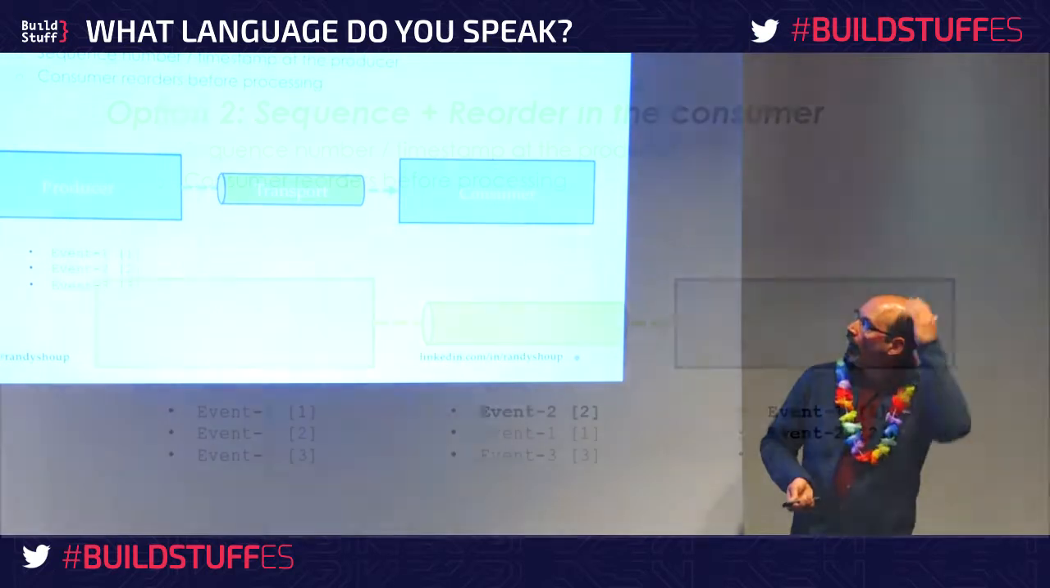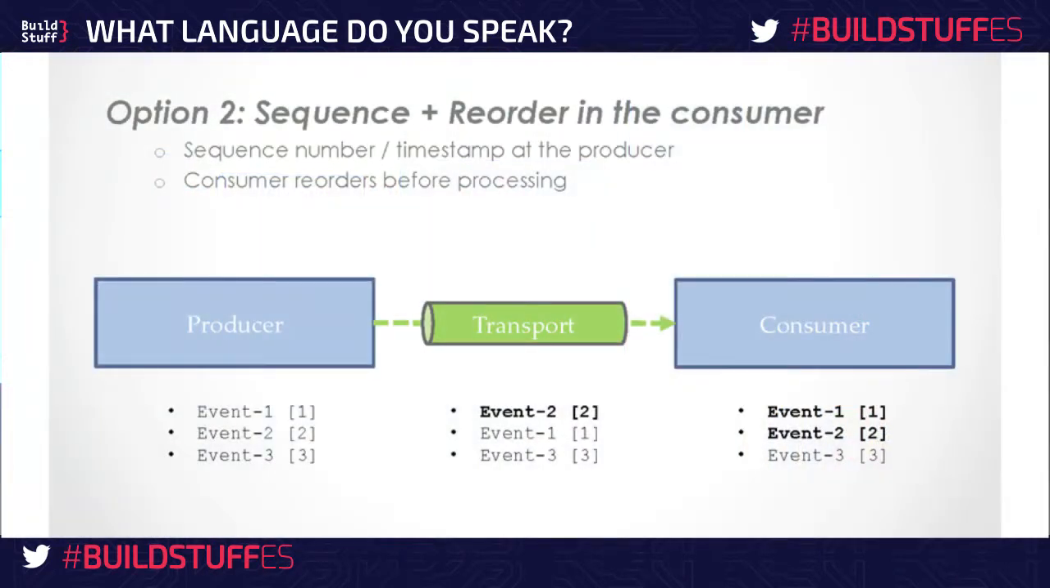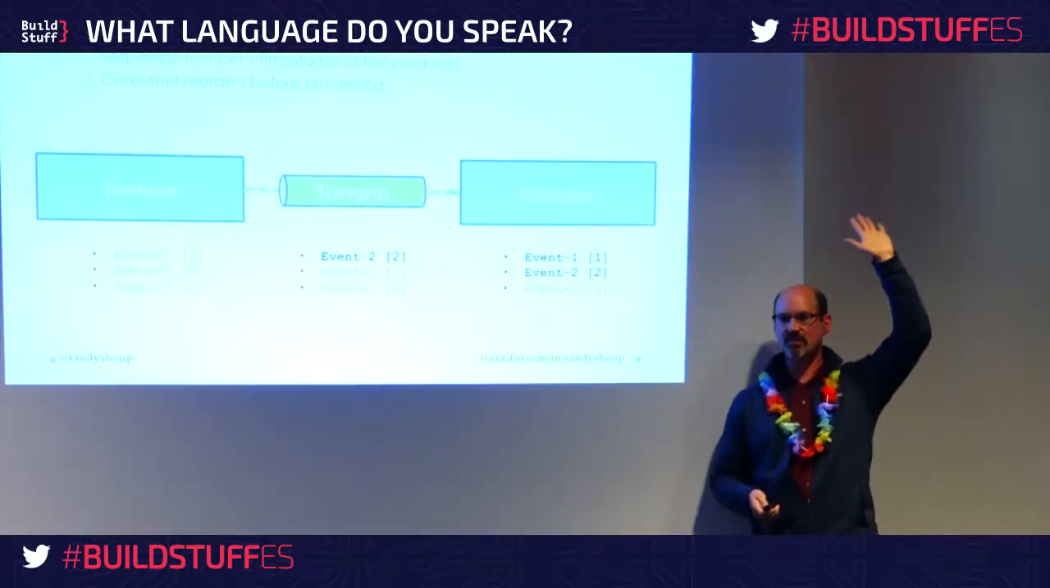Okay, cool. Option 2 is that we receive things potentially out of order and reorder them in the consumer. Again, the transport delivers things out of order, but the consumer buffers and reorders. Who's heard of TCP?